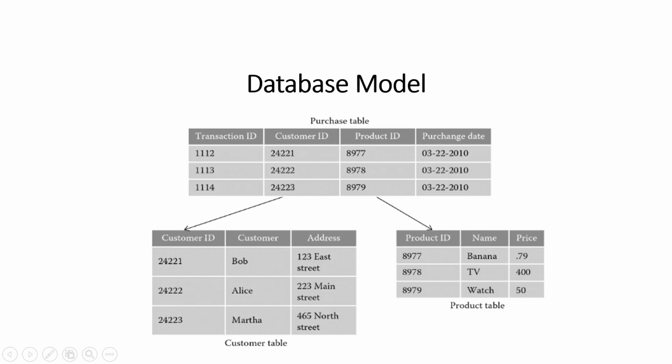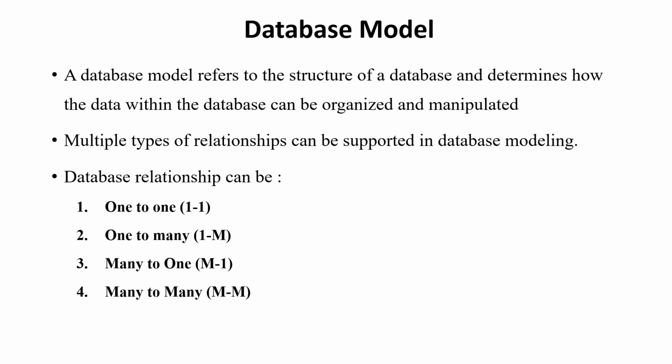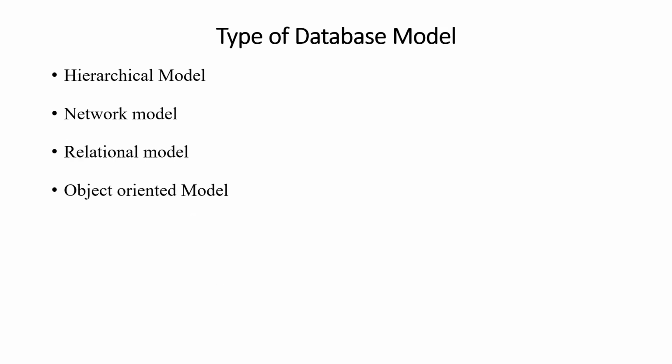Database model. A database model refers to the structure of a database and determines how the data within the database can be organized and manipulated. Multiple types of relationships can be supported in database modeling. Database relationships can be one-to-one, one-to-many, many-to-one, and many-to-many.